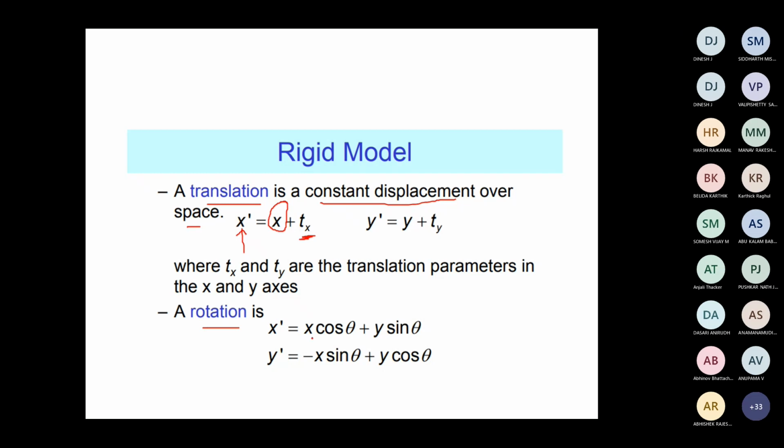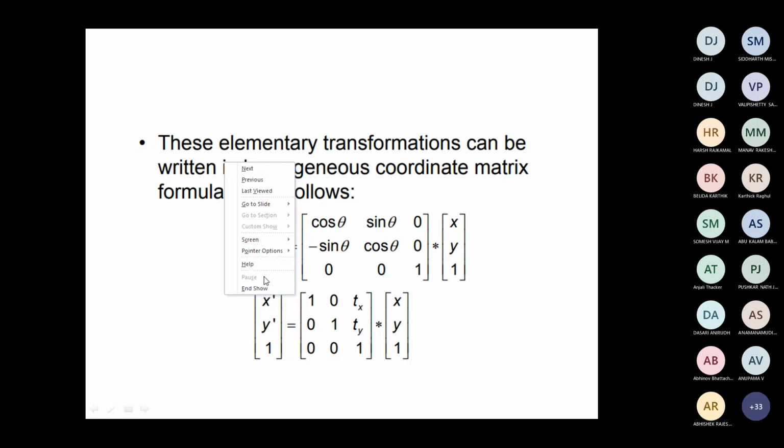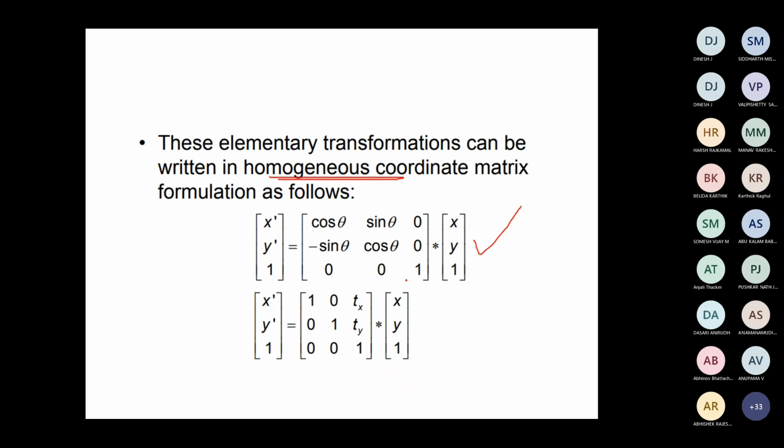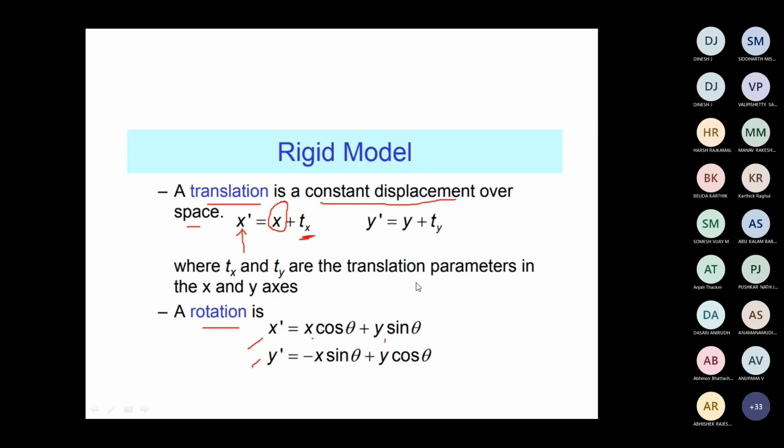And rotation: x and y are the original pixels, and x prime and y prime are the rotated pixel values, and the transformation that we will use is cos theta, sin theta, minus sin theta, cos theta. This we have already seen in the previous class. These elementary transformations can be written in a homogeneous coordinate matrix like this: x prime, y prime, 1 equals cos theta, sin theta, 0; minus sin theta, cos theta, 0; 0, 0, 1 times x, y, 1. When we solve this, we will get the same equations.